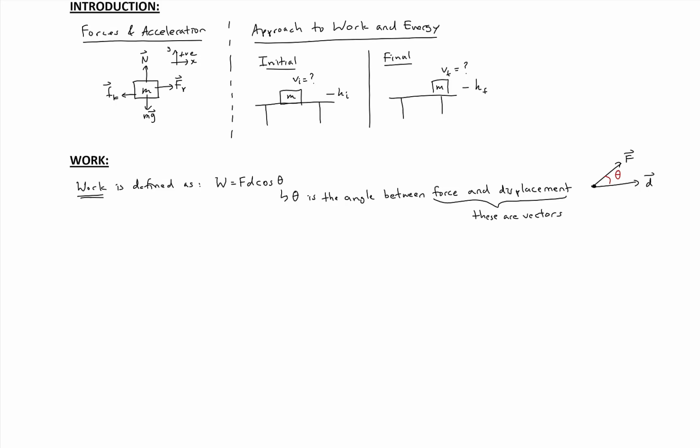So by looking at this equation, W equals FD cos theta, number one, we can figure out the units of work. So force is given as newtons, and displacement is given as meters. So you have newton meters for work, which is given the common name of joule.